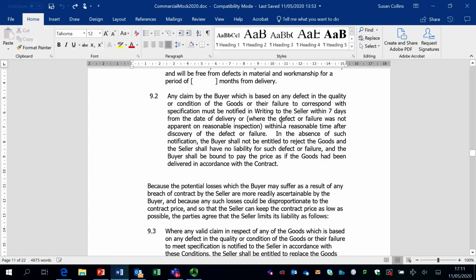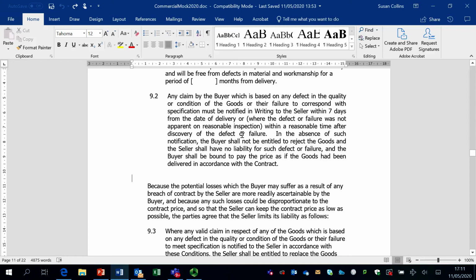But note here, if the defect or failure is not apparent on reasonable inspection, then within a reasonable time for discovery of the defect. So I guess there's a number of questions here. Was the defect apparent on reasonable inspection when they first got the goods, in which case they needed to notify in writing within 7 days? And did they do so? If not, if it was not readily apparent, have they notified within a reasonable time after discovery of the defect?